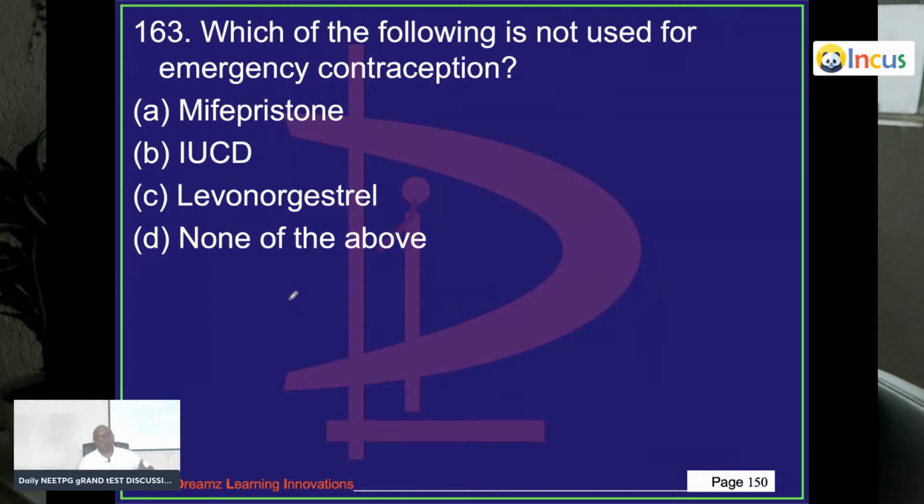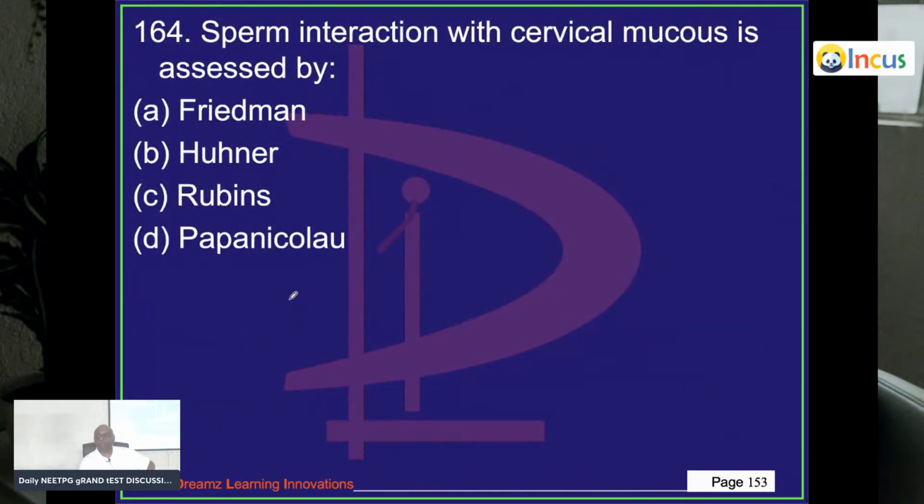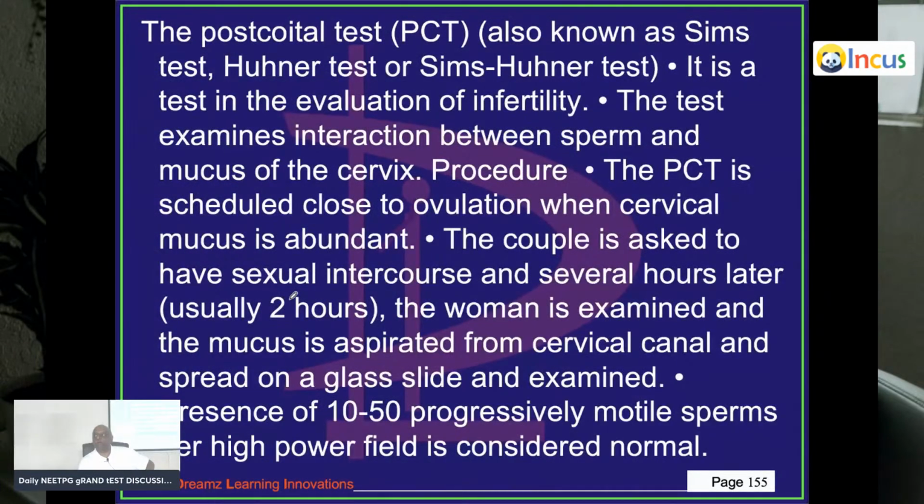Which is not used in emergency contraception? All of them are used. Sperm interaction with cervical mucosa, how do you know? The post-coital test, called Huhner's test. It is a test in the evaluation of infertility. The test examines how sperm and the mucus of the cervix are interacting.